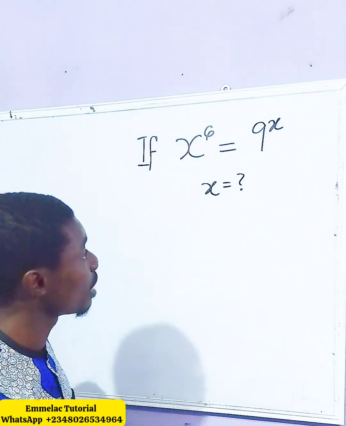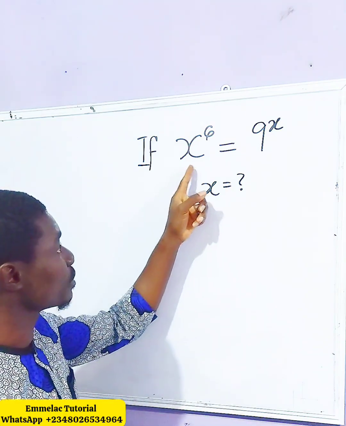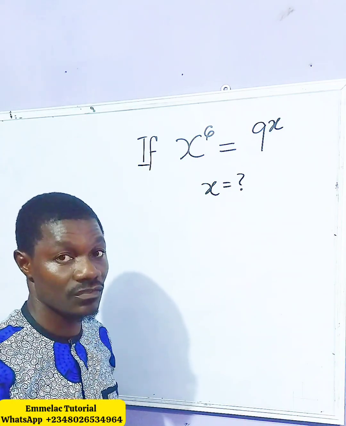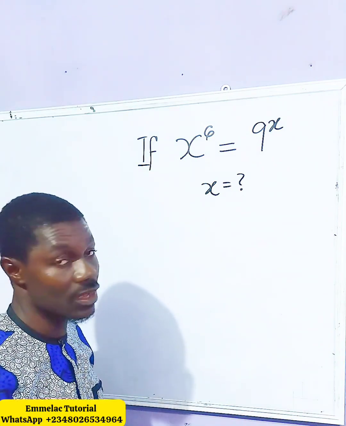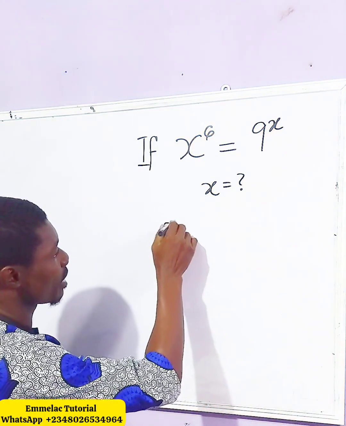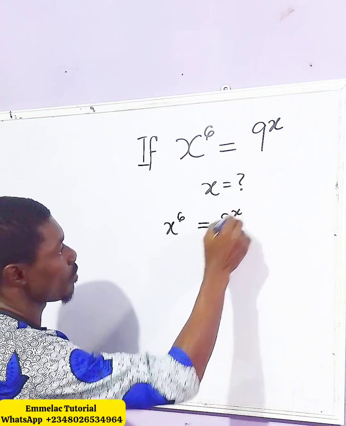Now let's look at this exponential equation. It reads that if x raised to the power of 6 equals 9 raised to the power of x, we have to find the value of x. Now first of all, what do we do? Here we have x raised to the power of 6 equals 9 raised to the power of x.